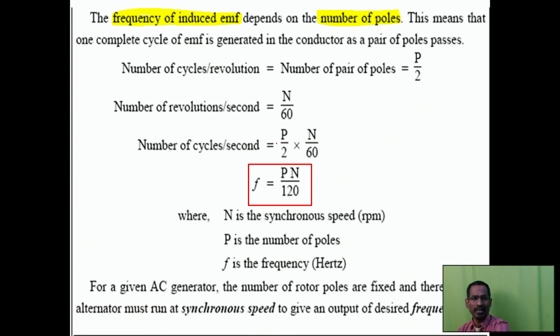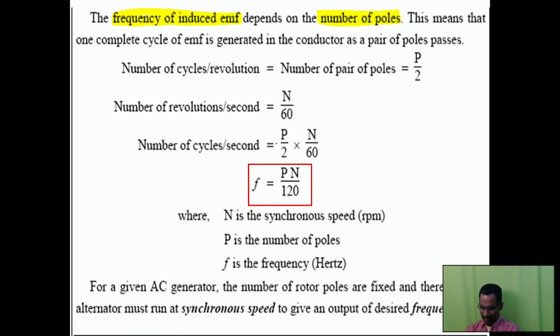Now he already covered the two topics, construction and the principle of operation. Now I am going to explain the induced EMF, how it is related to the speed and the number of poles. If it is a synchronous generator, it always runs at synchronous speed. Why is it required to run the generator at the synchronous speed? For that, here we have the definitions.